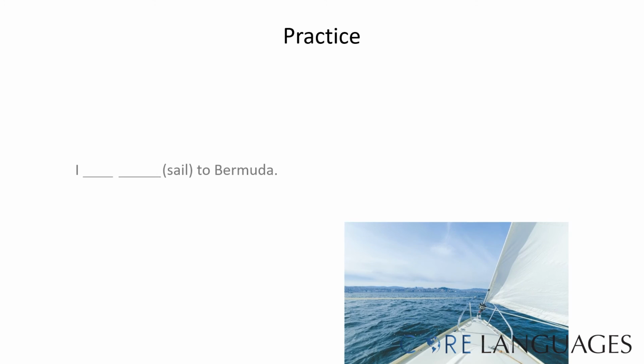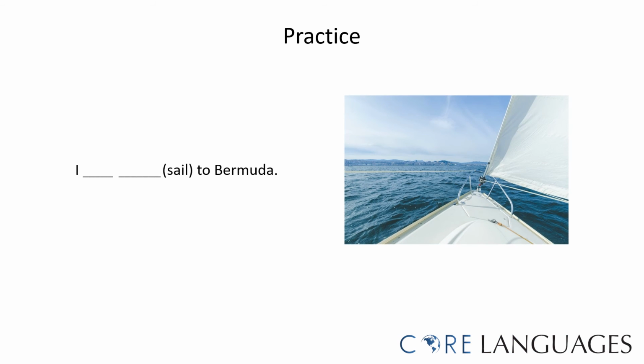And how about this sentence? I to Bermuda. The participle of the verb sail is sailed, and because I is the subject of the sentence, I have to use have. I have sailed to Bermuda.